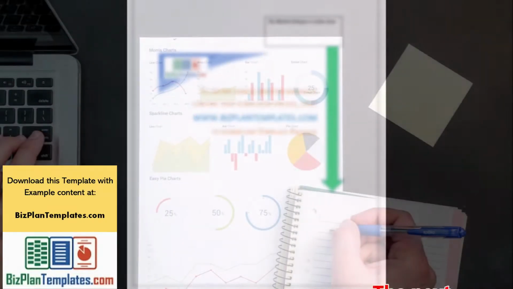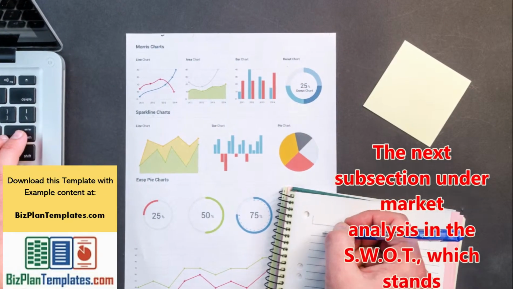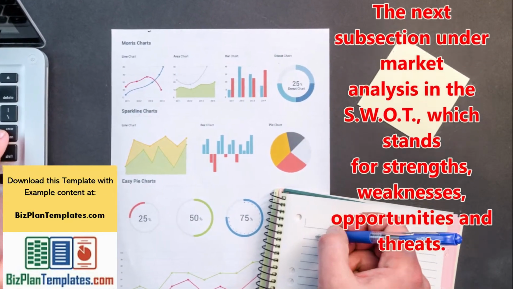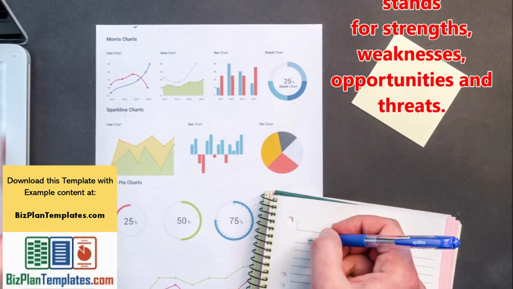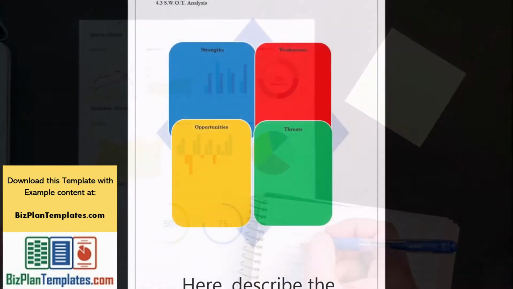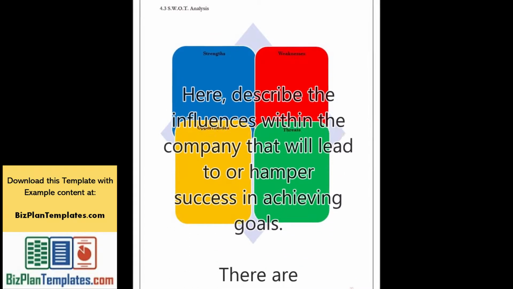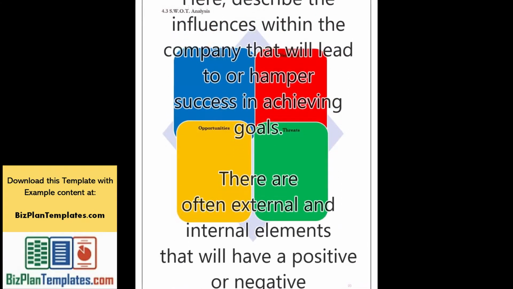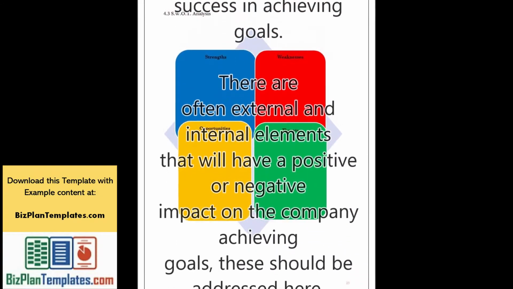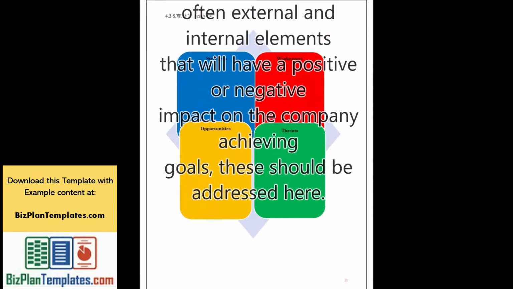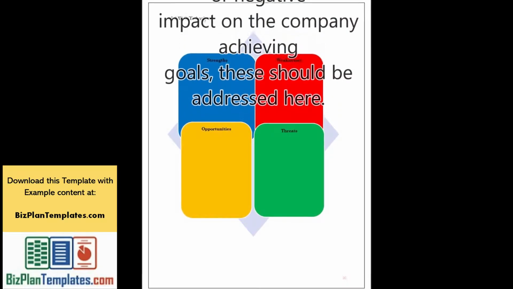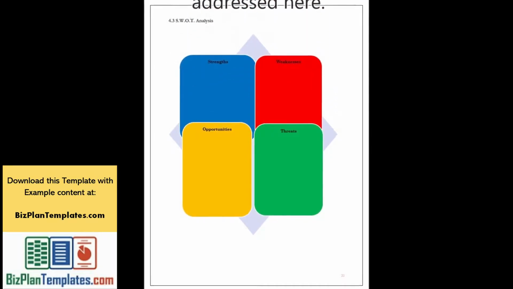The next subsection under market analysis is the SWOT, which stands for strengths, weaknesses, opportunities, and threats. Here, describe the influences within the company that will lead to or hamper success in achieving goals. There are often external and internal elements that will have a positive or negative impact on the company achieving goals. These should be addressed here.